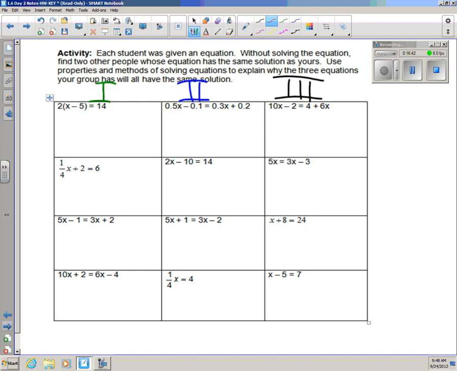I'm going to actually letter these in column 1. I'm going to call these guys A, B, C, and D. In column 2, I've got some equivalent equations. As you look down column 2, look at A for a second. Couldn't I distribute A, and wouldn't I come out to this? So that means those are equivalent equations.